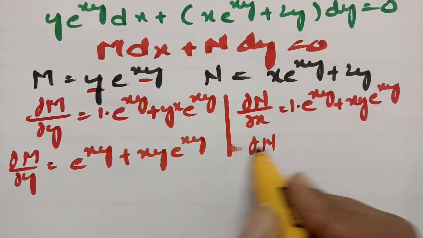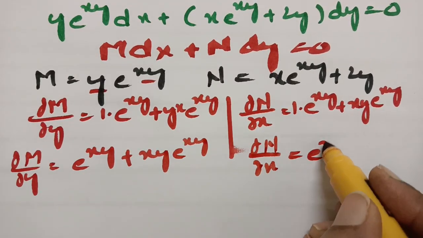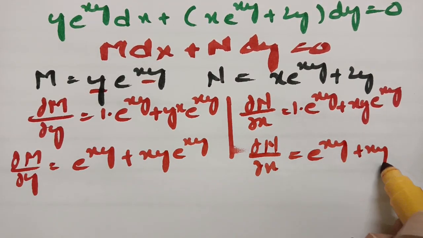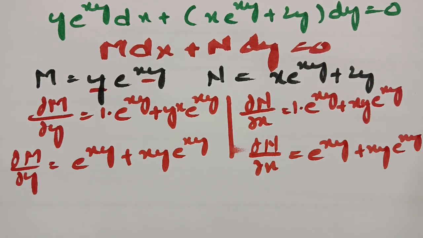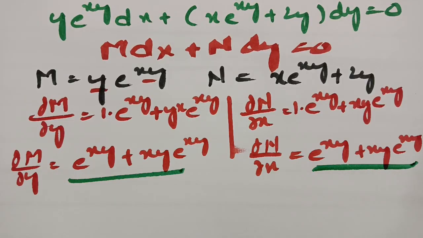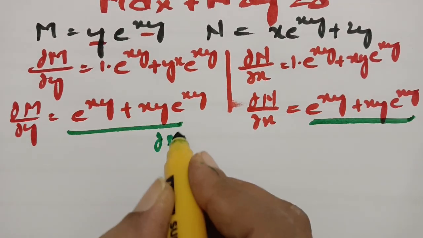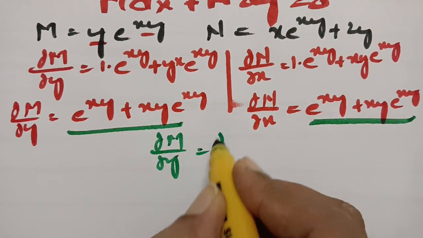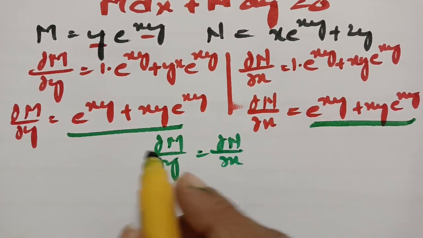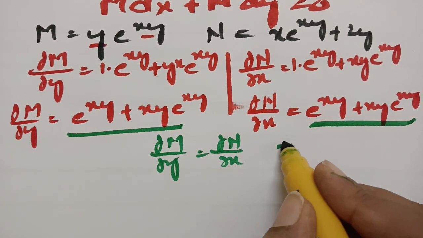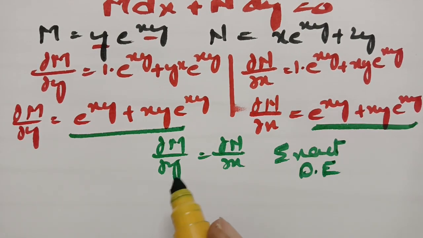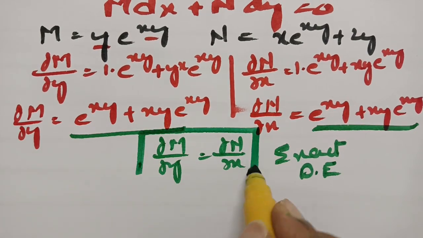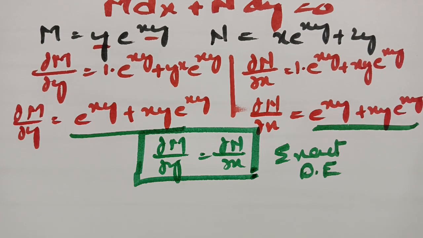And see here, this is ∂N/∂x. This value is e^(xy) plus xy e^(xy). So if you observe this, both the values are the same, and therefore we can conclude that ∂M/∂y is equal to ∂N/∂x, and therefore we say that it is an exact differential equation.